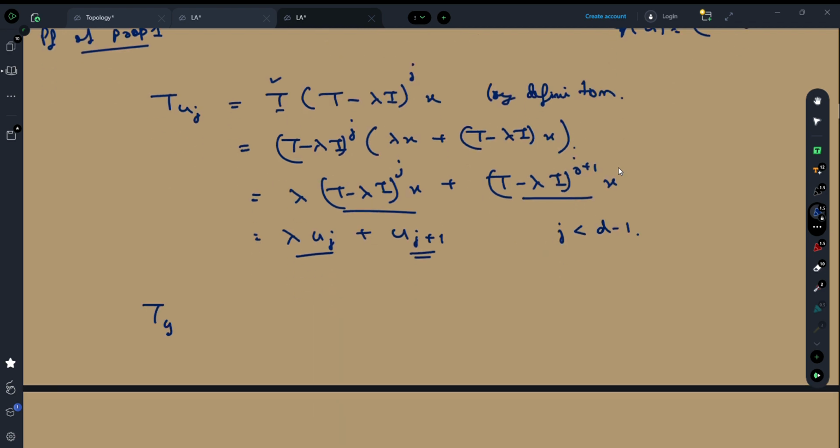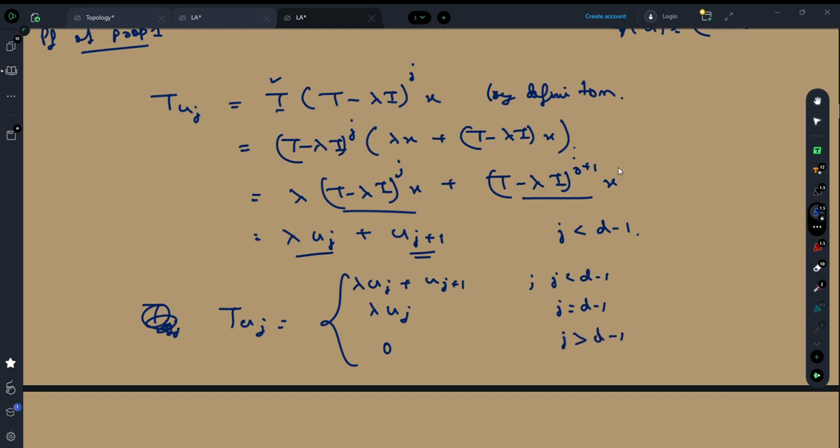So therefore, what can we say about the images T u_j? It is simply lambda u_j plus u_{j+1} when j is less than d minus 1. It is simply lambda u_j if j is equal to d minus 1, and it is 0 if j is greater than d minus 1. Clear?